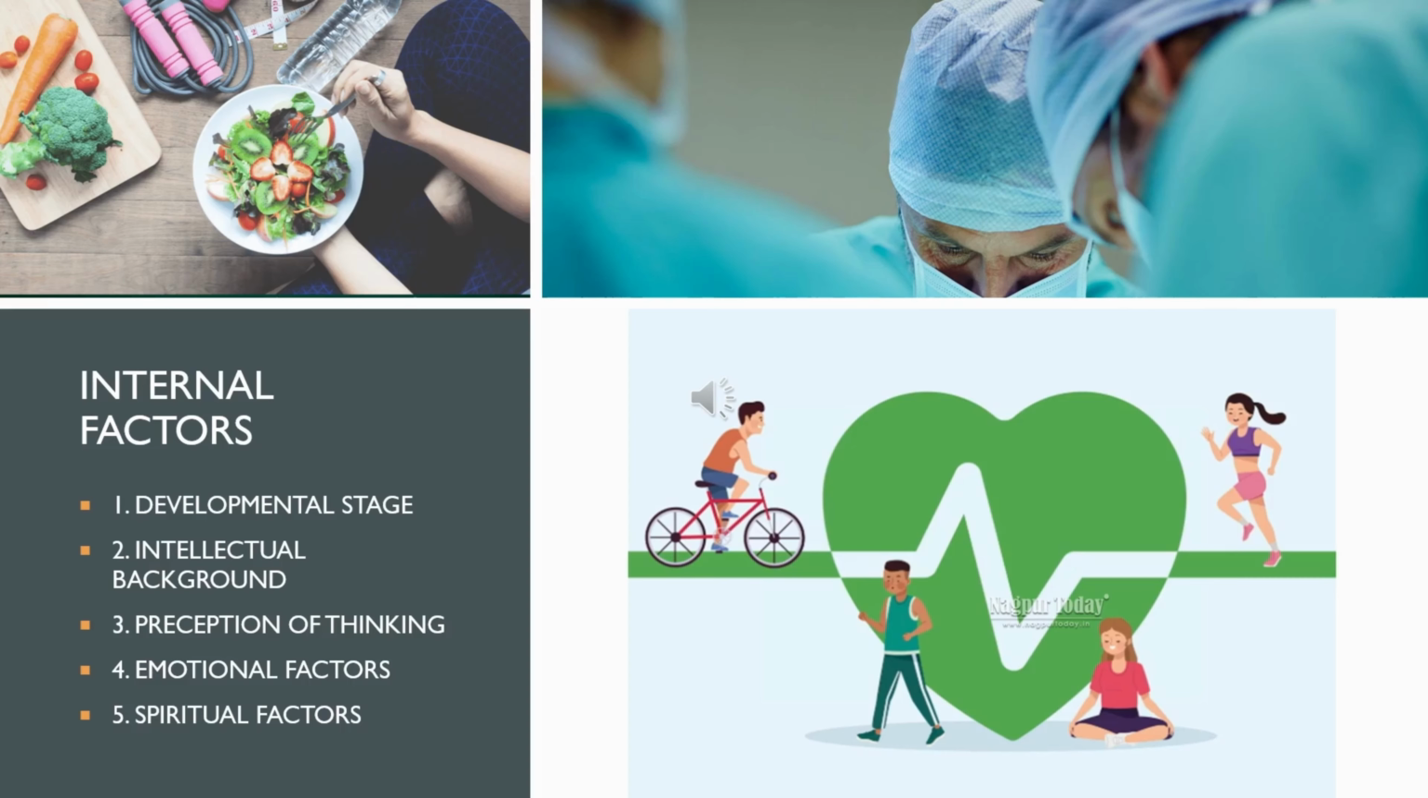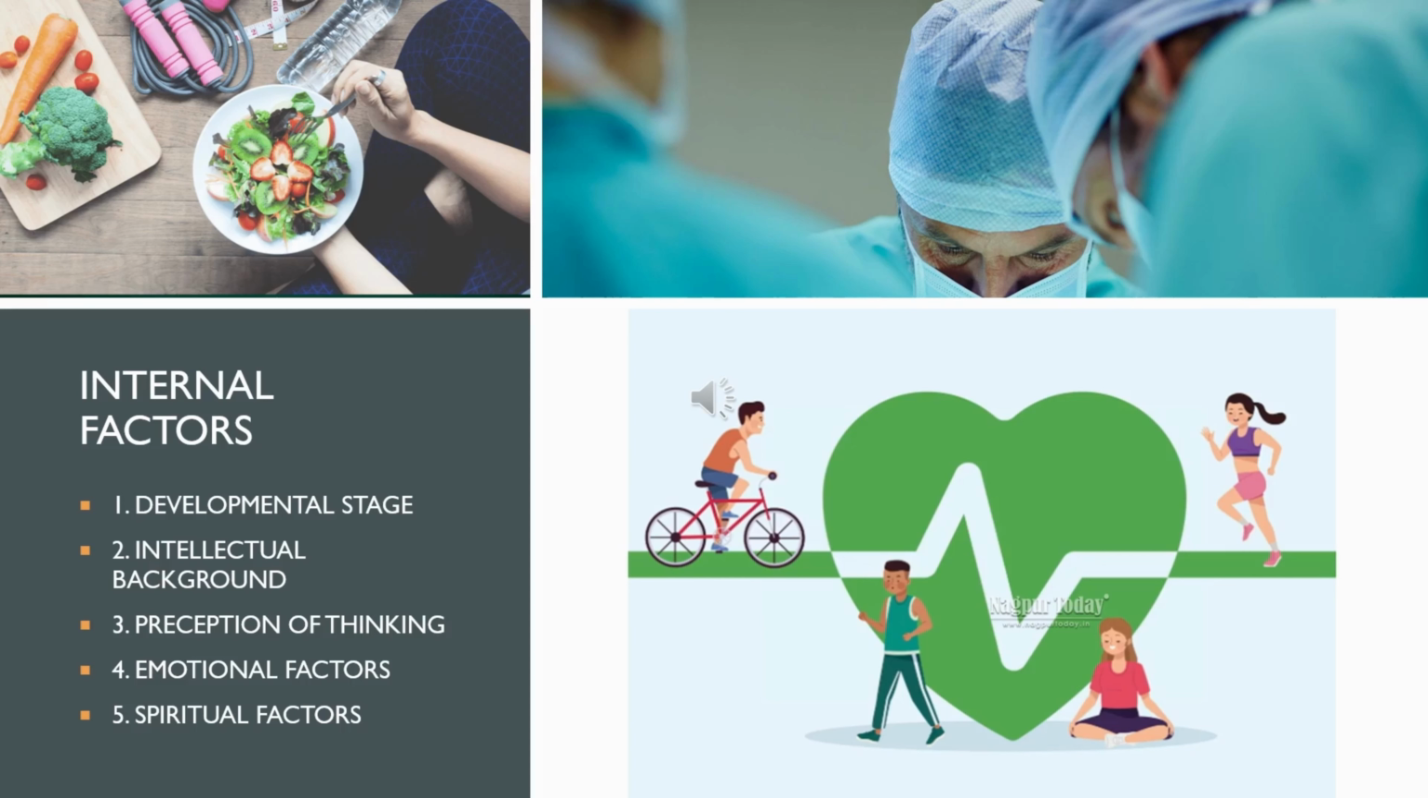The second variable is the intellectual background. A person's health belief is always shaped by factors such as the person's conception about their own body function, illness, knowledge level about health, their educational background, past experience. All those fall under the intellectual background, which can also somehow influence the health pattern of an individual. That is the second factor or the second internal variable.